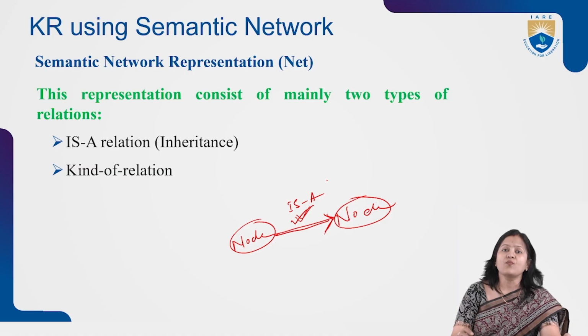The second one is the kind-of relation. It does not fully support inheritance, but partially it supports inheritance. That means the subclass does not inherit all the properties of the parent class. It inherits only partially the properties from the superclass. In that case we can write the kind-of relation, or we can write instance-of also.